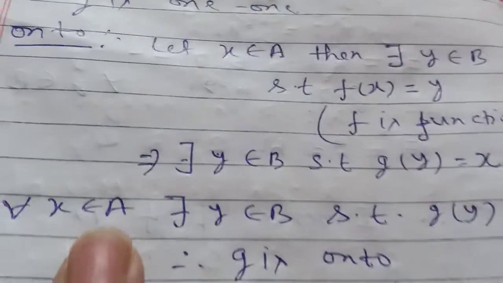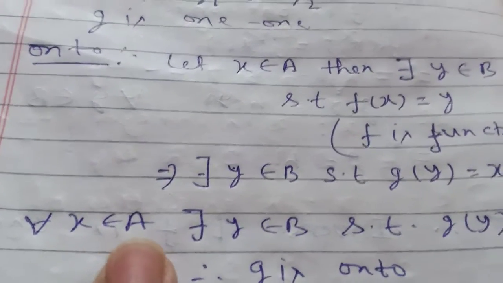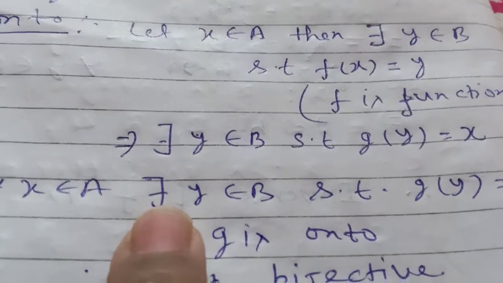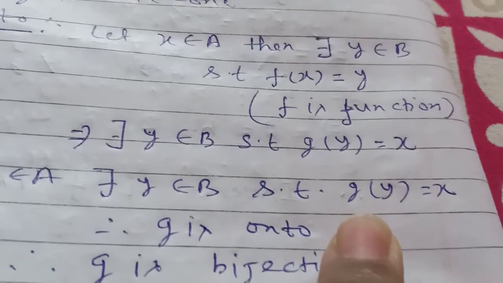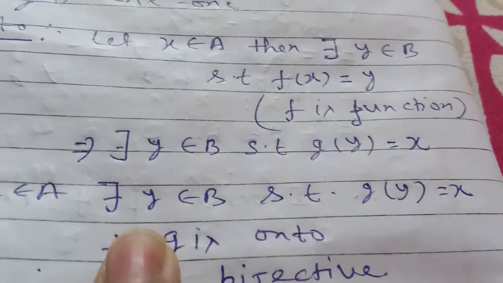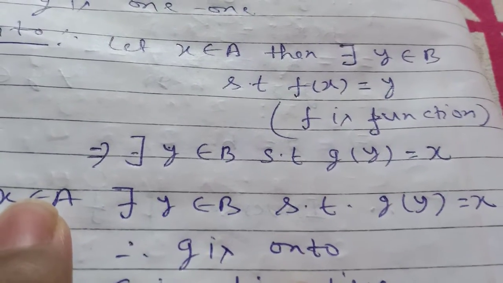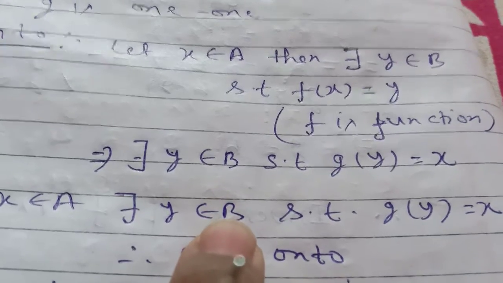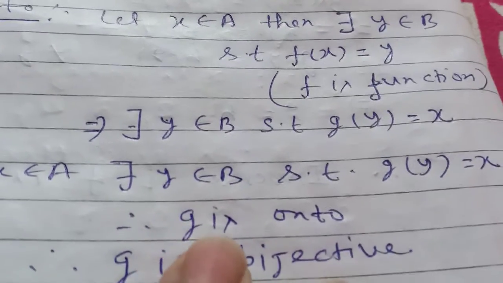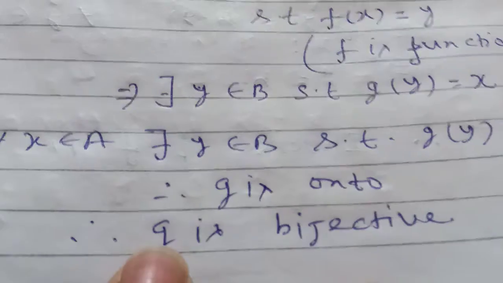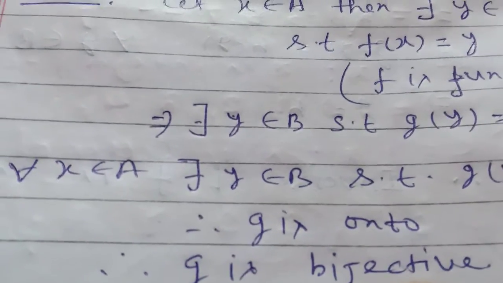Therefore we get for every x belongs to A, there exists y belongs to B such that g of y is equal to x. Therefore every element of A has at least one pre-image in B. Therefore g is onto. It means g is bijective. That is the proof of the given theorem.